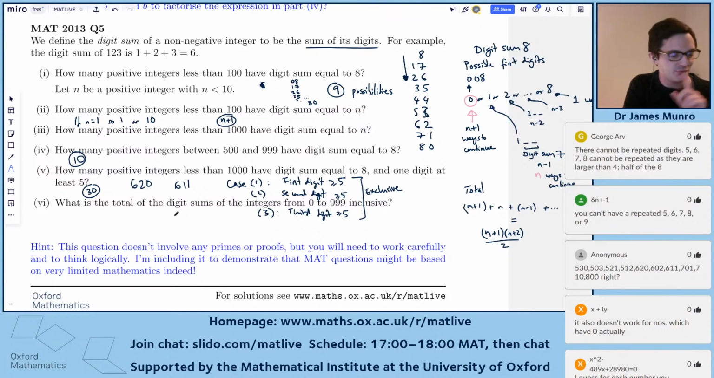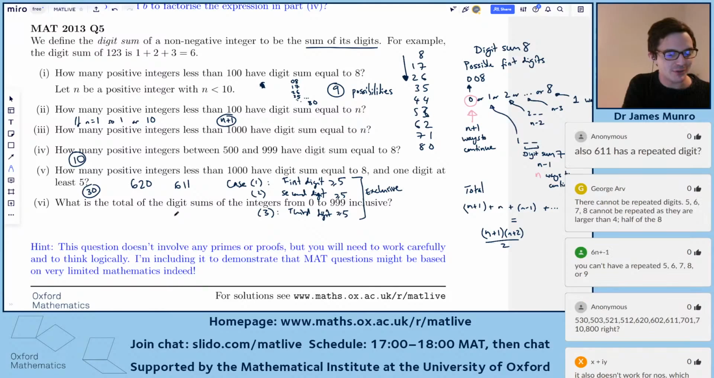Okay. George, I've seen your edit. Good. So people are talking about repeated digits. George has clarified that they meant a repeated 5, 6, 7, or 8. You can't have a repeated 5, 6, 7, or 8 because then the digit sum would be too big, which is what Minty said before as well, and what I eventually realised was true. Good. I think we all agree. You can have a repeated digit like 611, but you can't have a repeated 5, 6, 7, or 8 because that's too big.